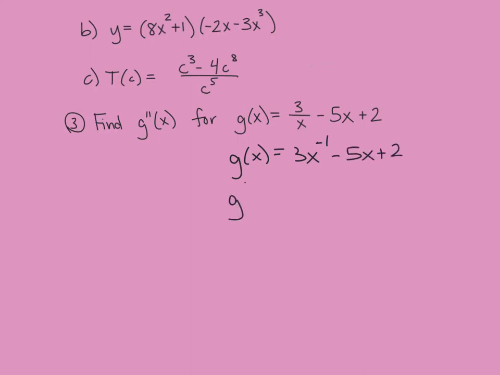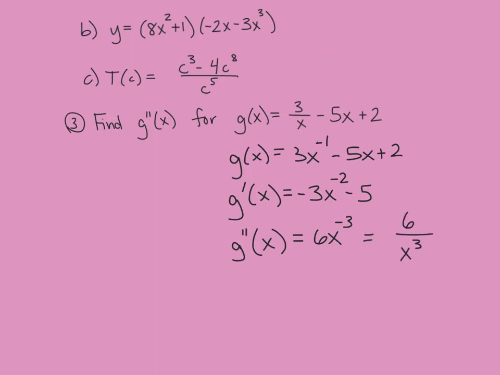Then I'm going to find the first derivative, g prime, using the power rule. That's negative 3x to the negative 2. The derivative of minus 5x is minus 5, and the derivative of plus 2 is 0, so that goes away. Then we need to find the derivative of that, which is the second derivative, g double prime, using again the power rule, multiplying, and then going one less, and the derivative of minus 5 is 0, so that goes away. Writing this with positive exponents gives us 6 over x cubed as our second derivative.